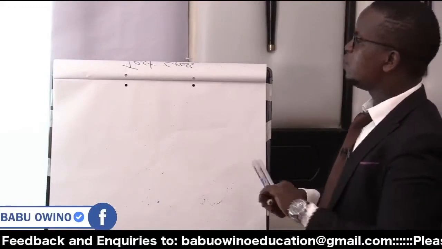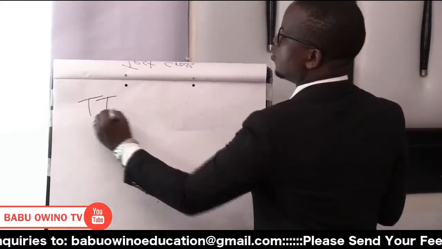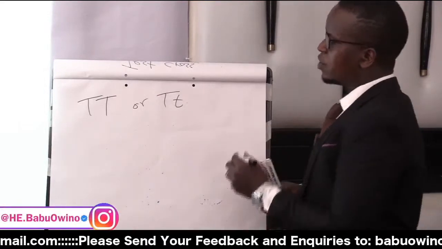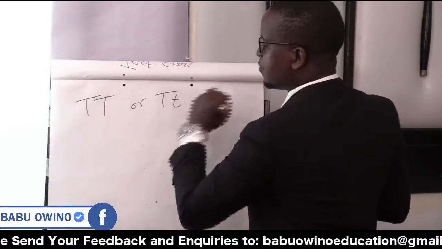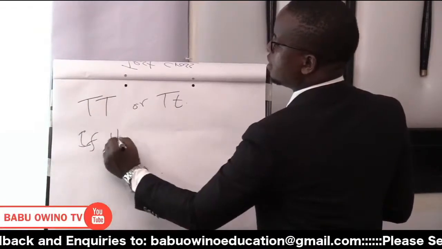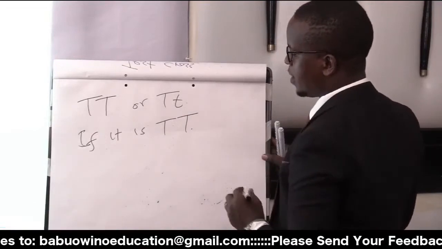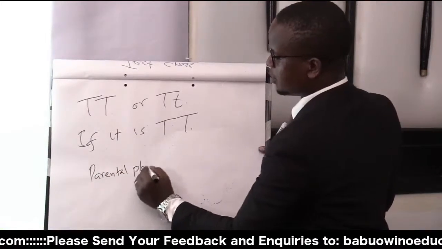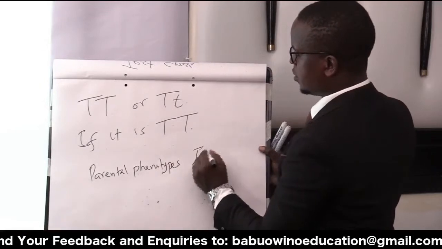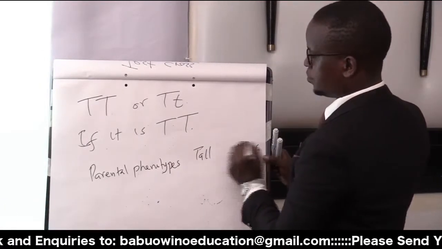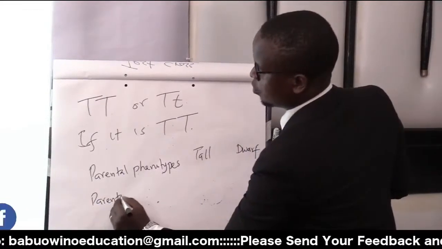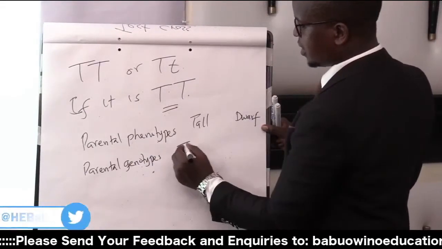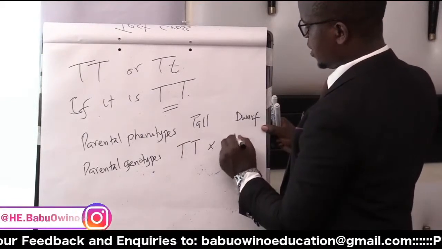Remember, our tall plant, we are suspecting that it is either homozygous dominant or it is heterozygous. So what am I going to do? I want us to imagine the scenarios. If the plant is capital T, capital T, then let us try to imagine how the crossing would be. So parental phenotypes: this is tall and this is dwarf. So parental genotypes: this is assuming it is homozygous dominant, we will cross this and this is dwarf.